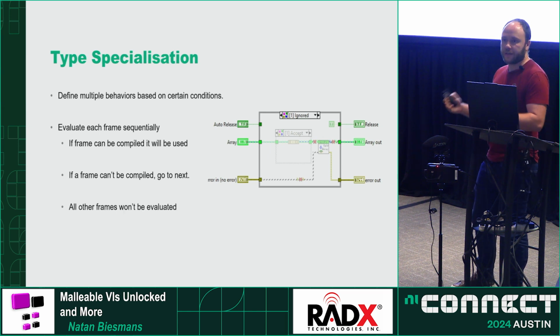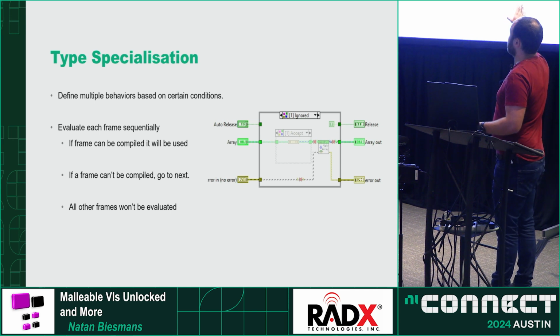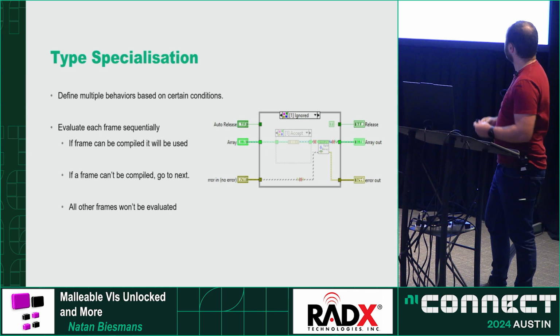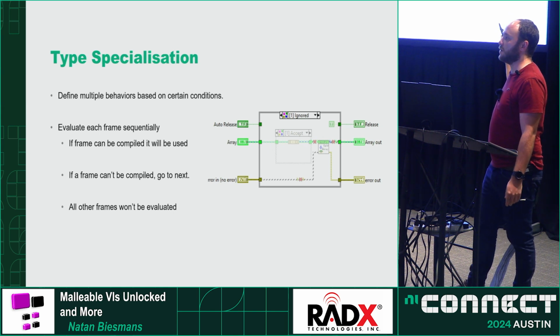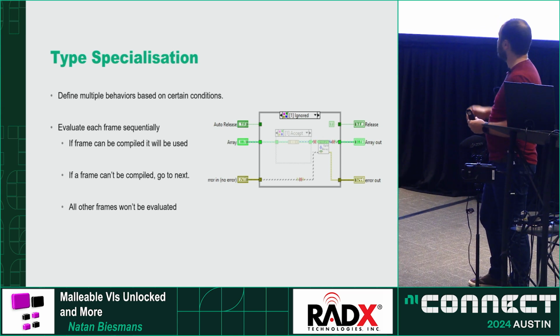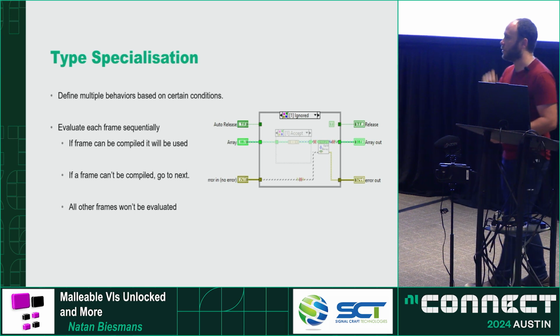And of course, if it can compile that one, it won't do the other ones. You can do nested type structures or type specialization structures to get even more control. And if you're interested, this is the specific code that is being used if you feed a normal LabVIEW array into the GPU functions, where it uploads the data to the GPU for you. So you don't have to do the upload manually.